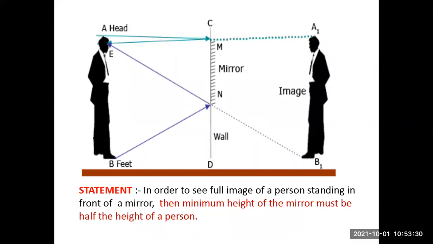This is the theorem which we are going to study. A statement is given and we are going to derive it. So we will just go through the lines first. In order to see the full image of a person standing in front of a mirror, the minimum height of the mirror must be half the height of the person. Okay, you can see the height of the mirror, that is MN. Okay, it is half the height of the person.